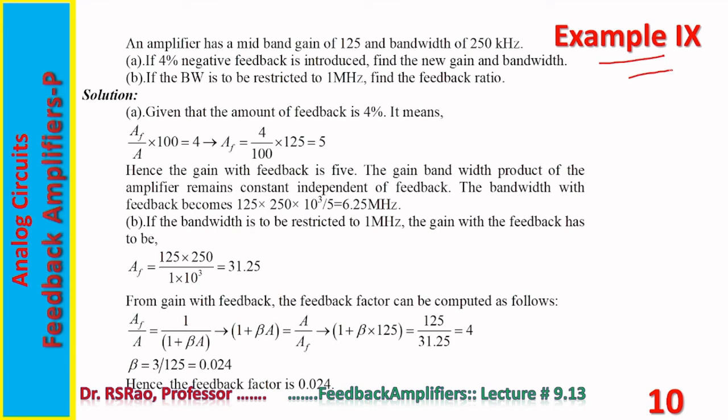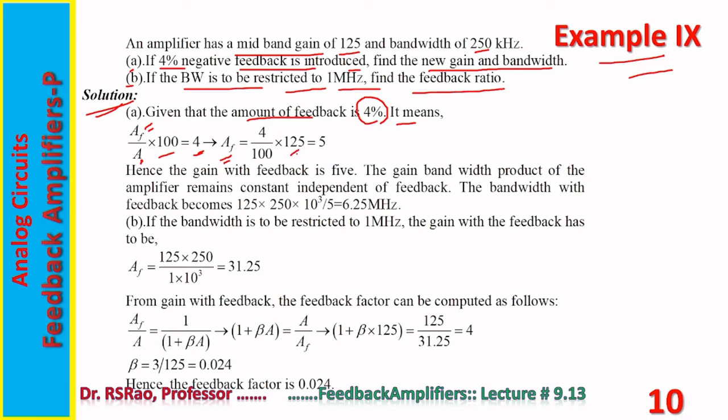Another problem, example 9. An amplifier has a mid-band gain of 125 and bandwidth of 250 kHz. A 4% negative feedback is introduced. A, find new gain and bandwidth. B, if bandwidth is to be restricted to 1 MHz, find feedback ratio. Solution. Given that the amount of feedback is 4%, it means AF, gain with feedback, by A, gain without feedback, into 100 is 4. That is the meaning of amount of feedback is 4%.